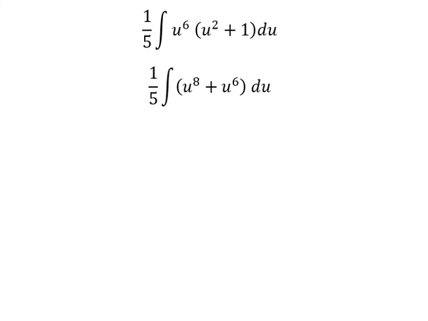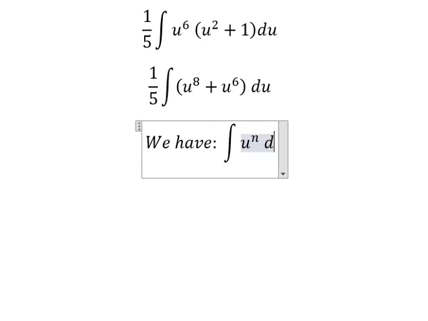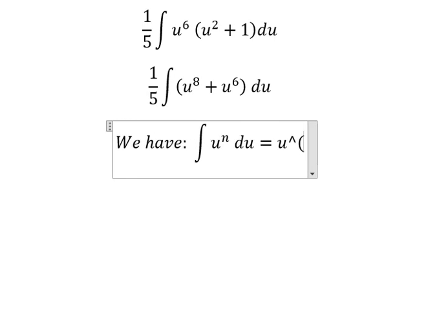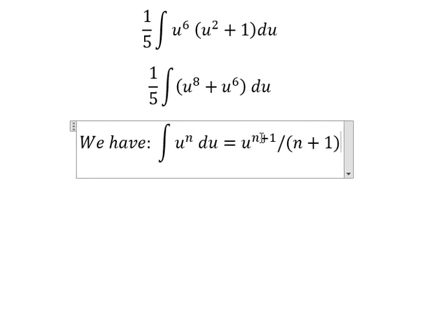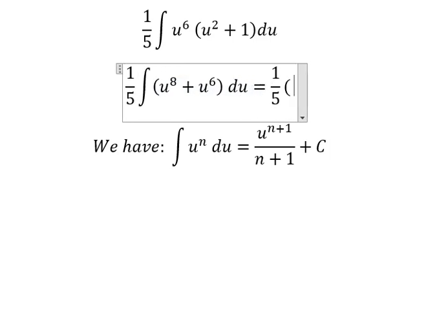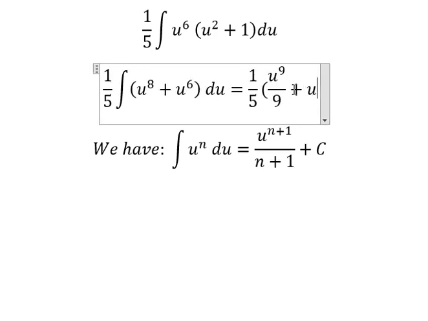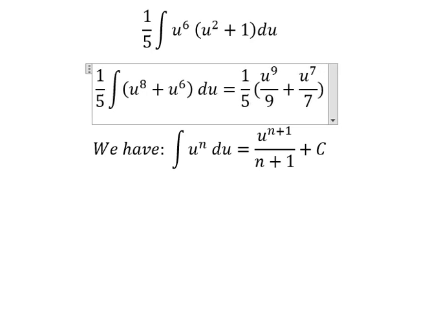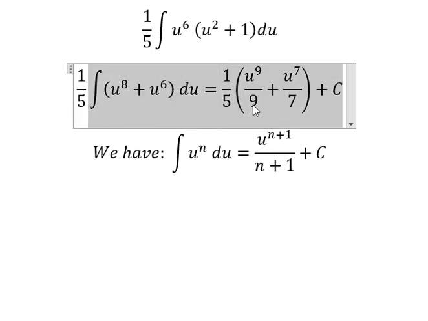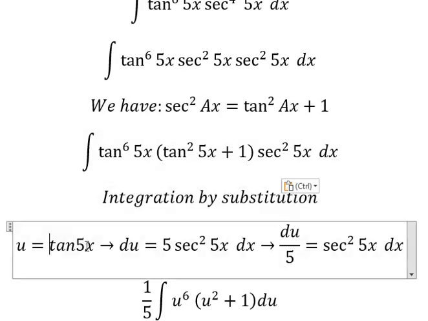Next, we have the formula in here. The integration of u to the power of n du is u to the power of n plus 1 over n plus 1, and I will put plus c. So we have the formula in here, and we apply it to this one and this one. Then u is tan 5x.